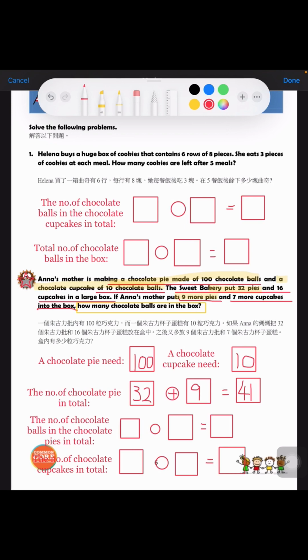Now, let's find out the number of chocolate balls in the chocolate pies. If there are a total of 41 chocolate pies, and each pie has 100 chocolate balls, so we may multiply the number of chocolate pies, 41, times the number of chocolate balls it has, 100, which equals to 4,100.